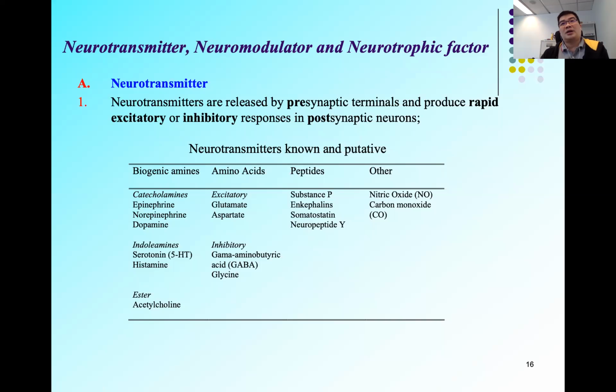Peptides are actually short linkages of amino acids, maybe 7 or 8 amino acids linked together to become peptides, and they can be neurotransmitters. The other one, including gas, you might not imagine gas can actually form a putative neurotransmitter. Nitric oxide is the one that we know, we study it quite a bit. We will talk about that in more detail in the course. Carbon monoxide, some people postulate that it can also be a neurotransmitter as well. Okay.